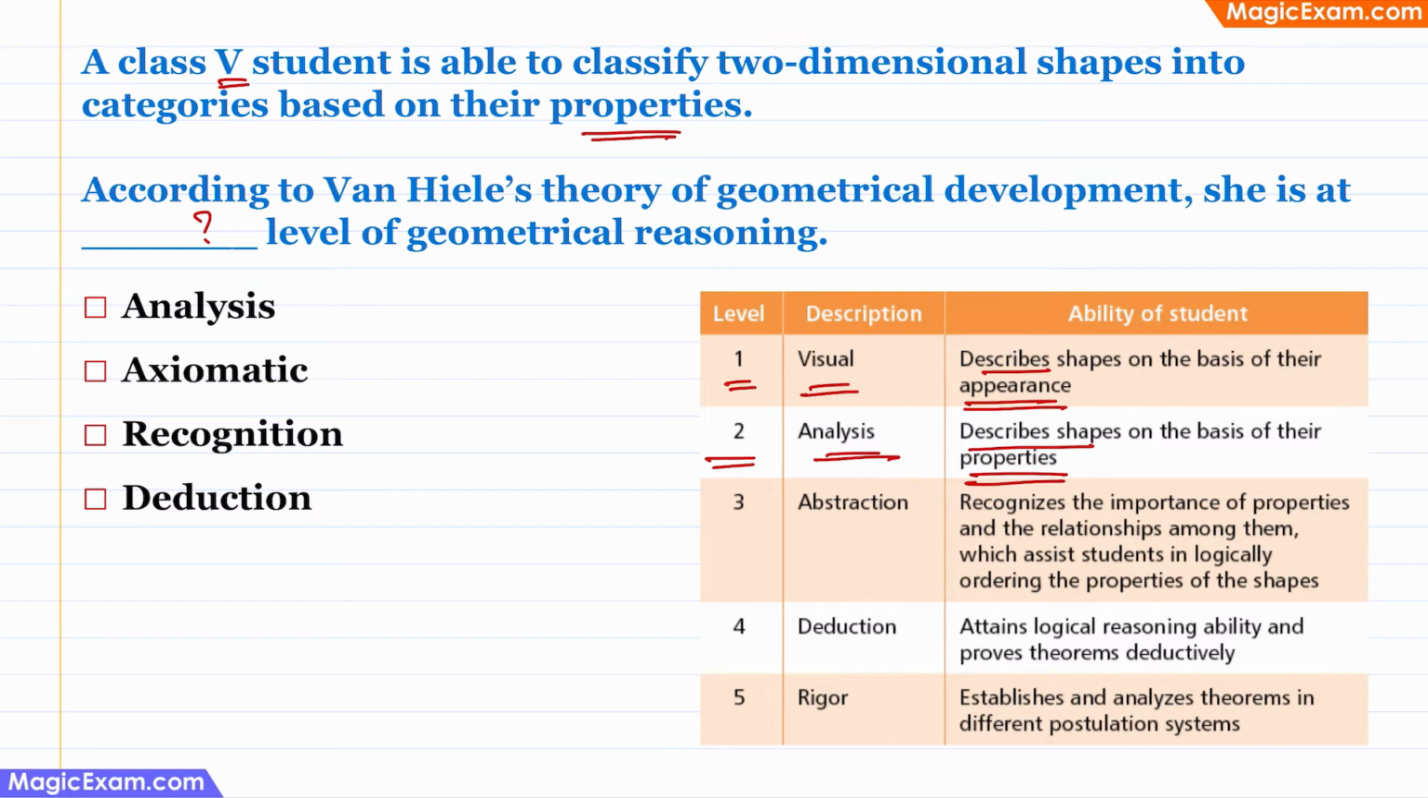So here we are being told that this student is able to classify shapes on the basis of their properties. Therefore, the student is at level 2, which is analysis. Therefore, option 1 is the correct answer.